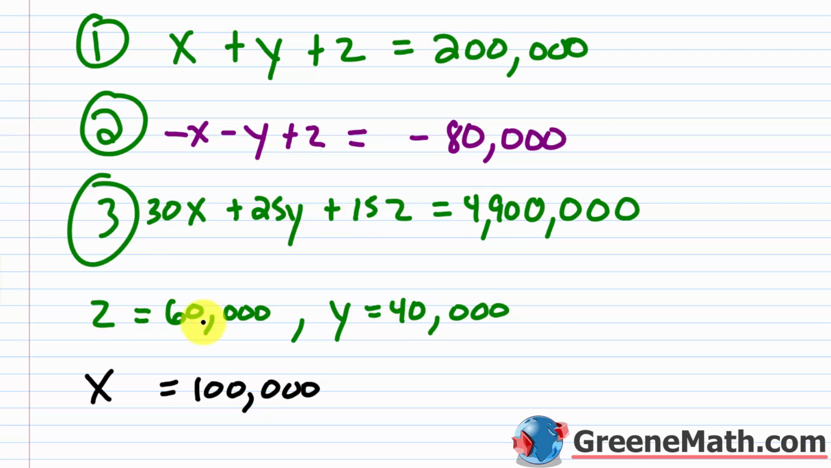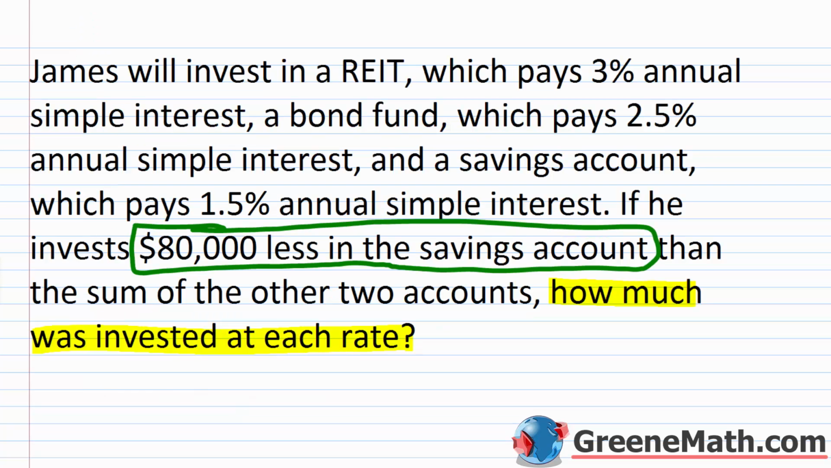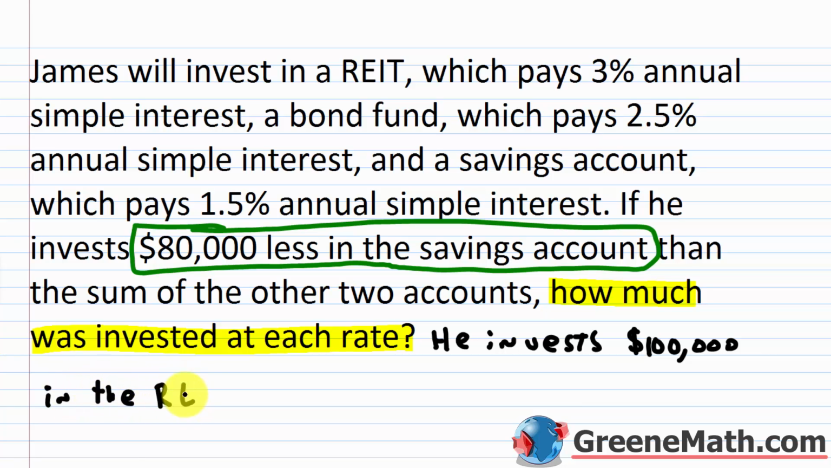That means that he invests 100,000 in the REIT, 40,000 in the bond fund, and 60,000 in the savings account. All right, let's write that real quick. I'm going to make a nice little concise answer and just say that he invests $100,000 in the REIT, or again, the Real Estate Investment Trust. And then he put $40,000 in the bond fund.